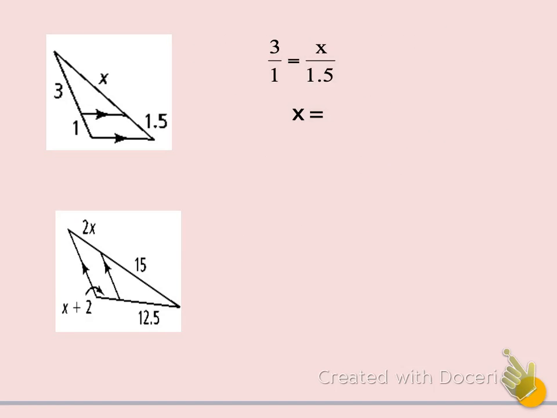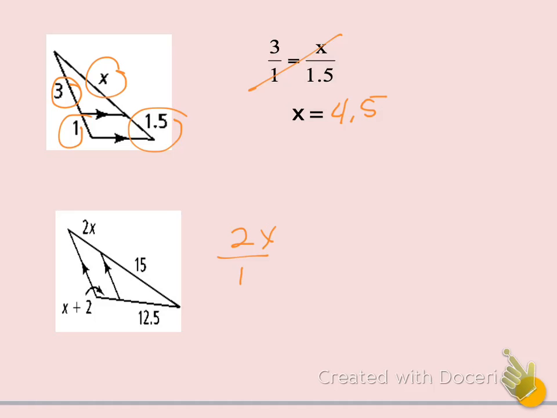Okay, so here's an example. I'm going to do 3 over 1 and set it equal to x over 1.5. So we have our proportion, so we're going to cross multiply. So x equals, we have x times 1 is x, and then 3 times 1.5 is 4.5. Okay, so we're doing it the same here.